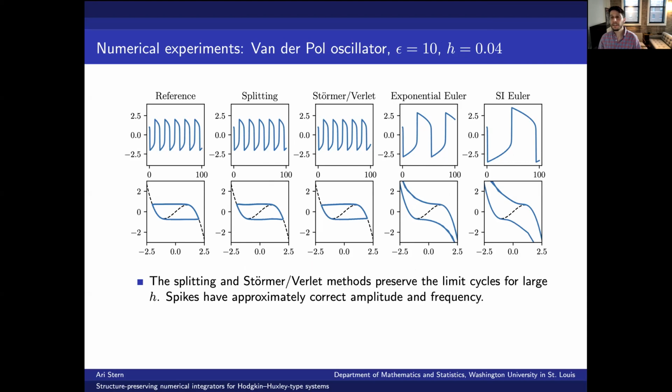We also see something similar for the stiff van der Pol oscillator. We see that the splitting and Störmer-Verlet methods do a good job of preserving this limit cycle that jumps between the branches of the cubic nullcline, whereas we see this distortion for the Euler-type methods that results in a decrease in the frequency and increase in the amplitude of oscillations.